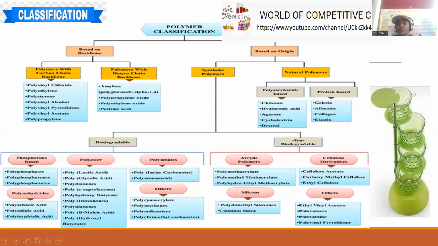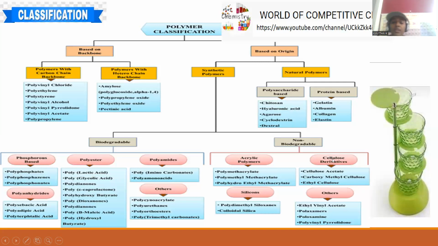Another class of non-biodegradable materials is the cellulose derivatives. Though cellulose is a natural origin material and part of the natural polymers, some semi-synthetic and purely synthetic materials originate from it as well. Cellulose acetate: here the base cellulose is of natural origin, and further structural modifications are made, so we can say it is of semi-synthetic origin. Carboxymethyl cellulose and ethyl cellulose are all part of the cellulose-based group.